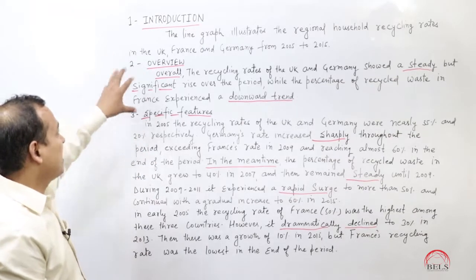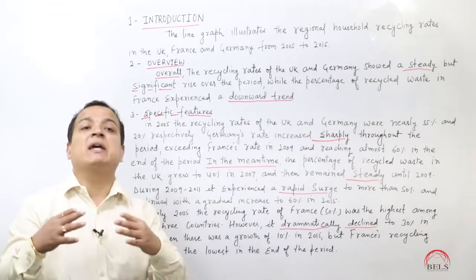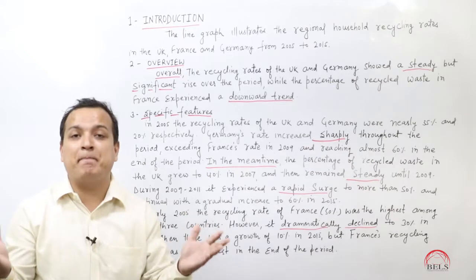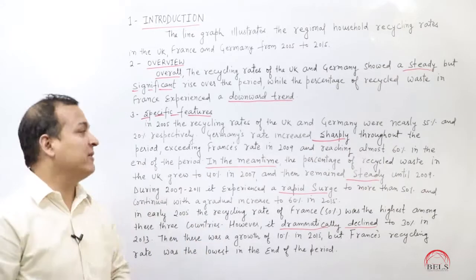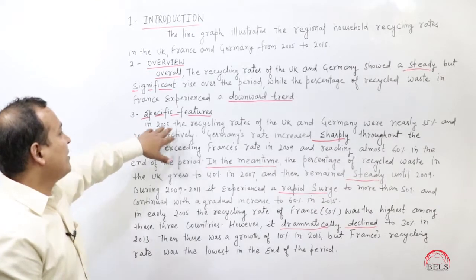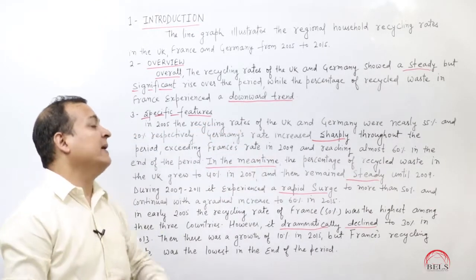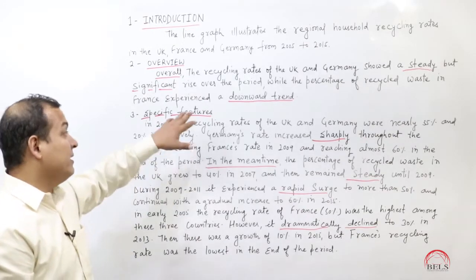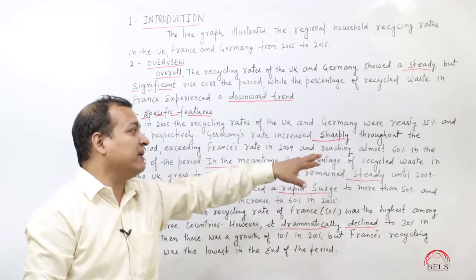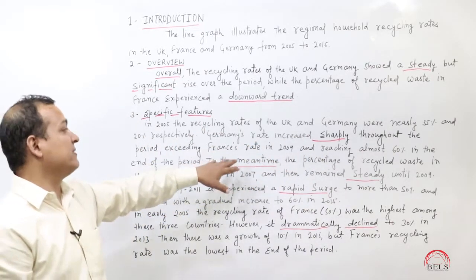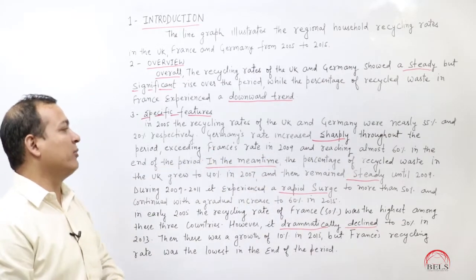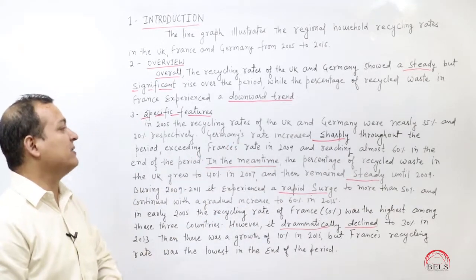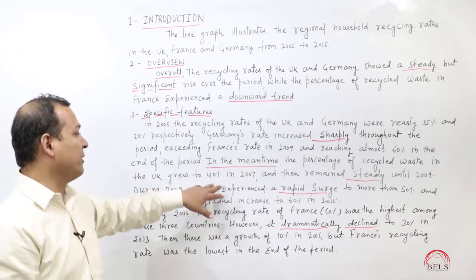Then the third part, after that, you'll be coming to the specific features. You will be indicating the overall trend and the comparison. For all the important years, if there is a comparison, you can make it, or you can explain it further in detail like I have done. In 2005, the recycling rates of the UK and Germany were nearly 35% and 25% respectively. Germany's rate increased sharply throughout the period, exceeding France's rate in 2009 and reaching almost 60% at the end of the period. In the meantime, the percentage of recycled waste in the UK grew to 40% in 2007.